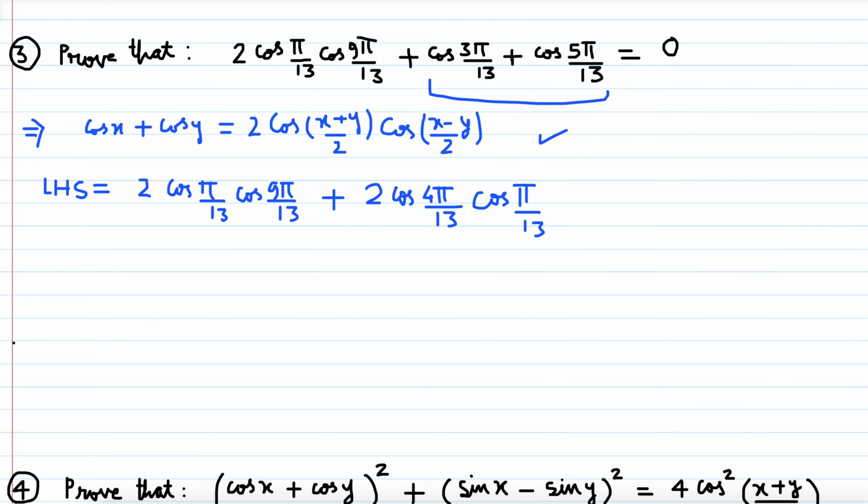Now we see that pi by 13 is in both other terms. So we have reduced it from three terms to two terms, and 2 cos pi by 13 is common. So let's take it common and we will see what we get. So we are left with cos 9 pi by 13 plus cos 4 pi by 13.